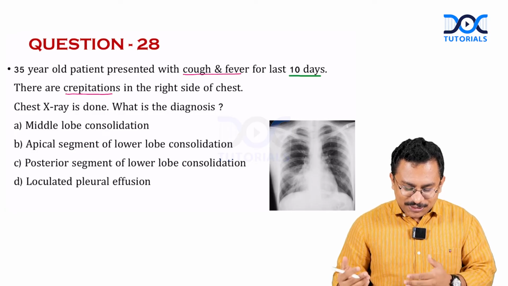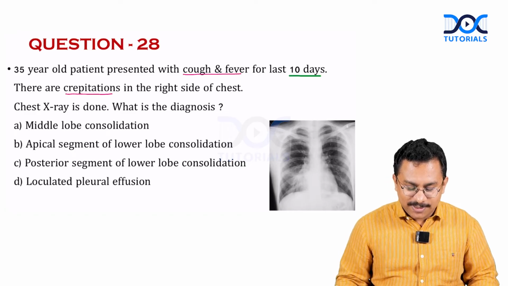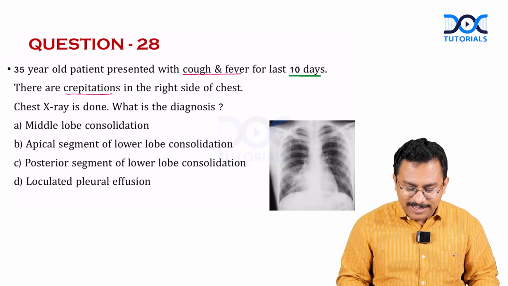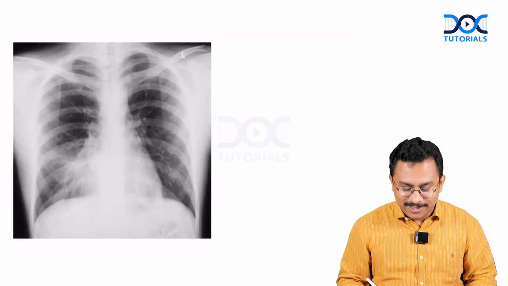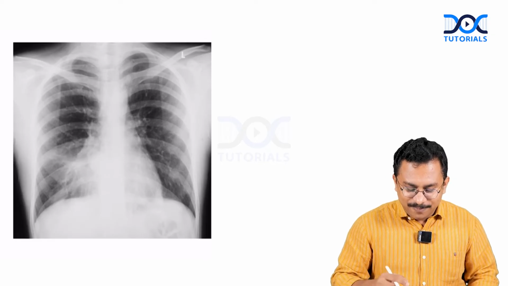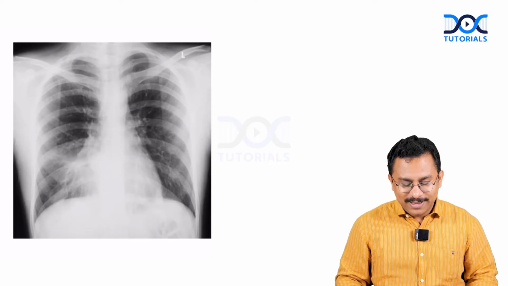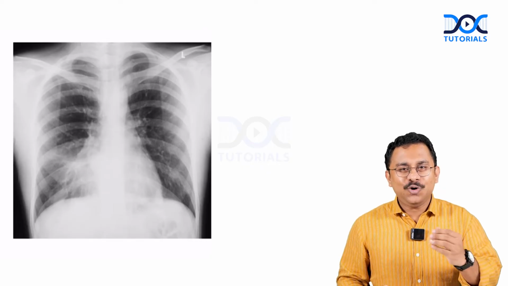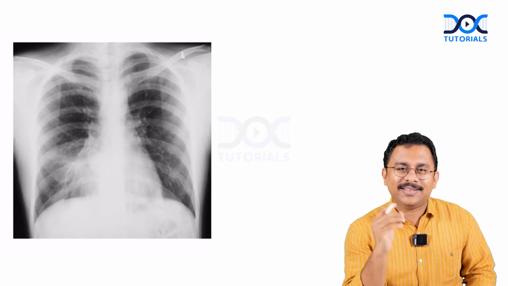Now, the X-ray, what is it showing? You're seeing consolidation, middle lobe consolidation, apical segment of lower lobe consolidation, posterior segment of lower lobe consolidation, and a loculated pleural effusion. So if you look at the X-ray of the patient here, you are seeing some non-homogeneous opacities in the lower lung fields. The point here is they are asking which part is the consolidation. Now the interesting point here is, looking at the X-ray, can you very well delineate the right heart border? Yes or no?